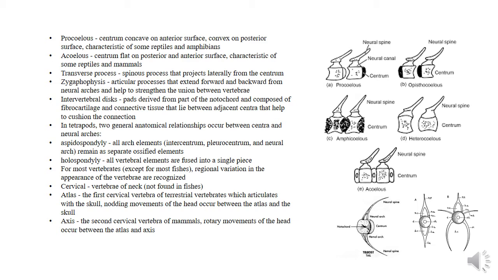For most vertebrates, except for most fishes, regional variation in appearance of the vertebrae is recognized. Cervical vertebrae of the neck are not found in fishes. Atlas is the first cervical vertebra of terrestrial vertebrates, which articulates with the skull. Nodding movement of the head occurs between the atlas and the skull. Axis is the second cervical vertebra of mammals. Rotatory movement of the head occurs between the atlas and axis.